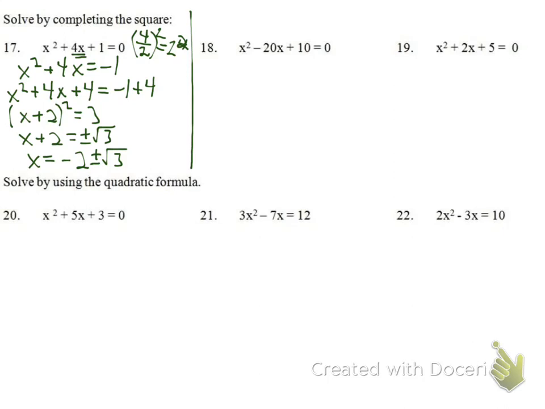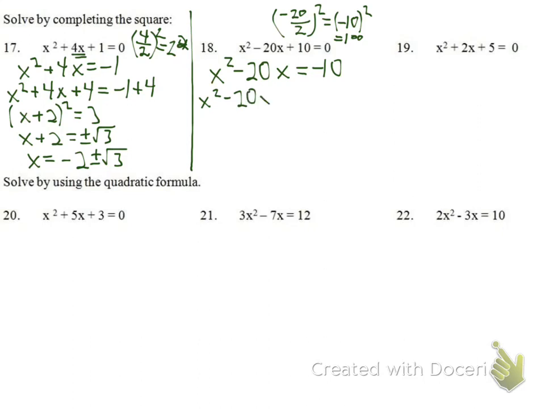We're going to follow the same idea for 18. So we're going to move the 10 to the other side. So it's x squared minus 20x equals negative 10. And what I'm going to add to both sides is half of 20 squared. So that's negative 10 squared, or 100. So it becomes x squared minus 20x plus 100 equals negative 10 plus 100.